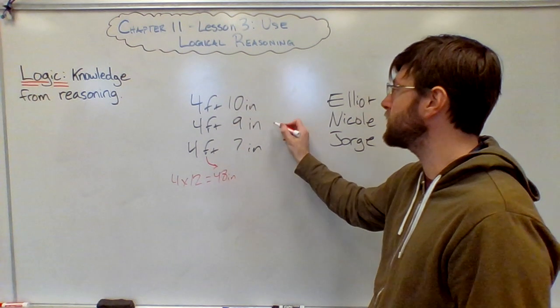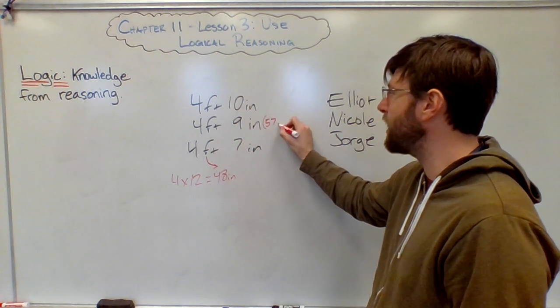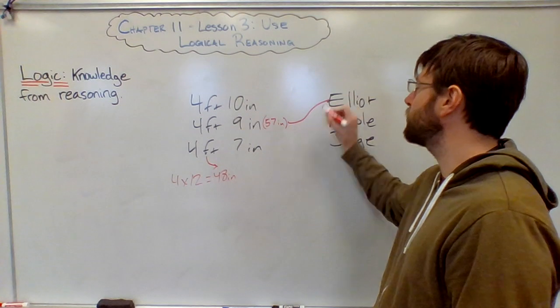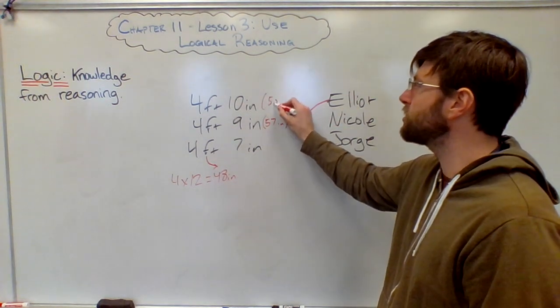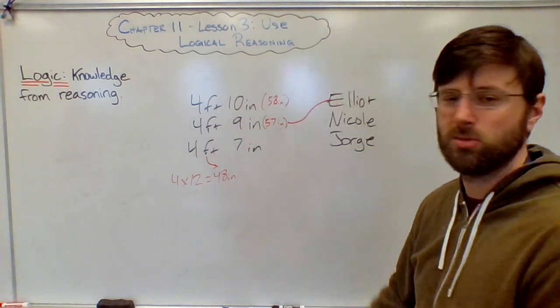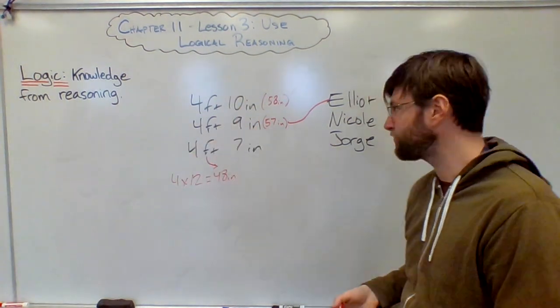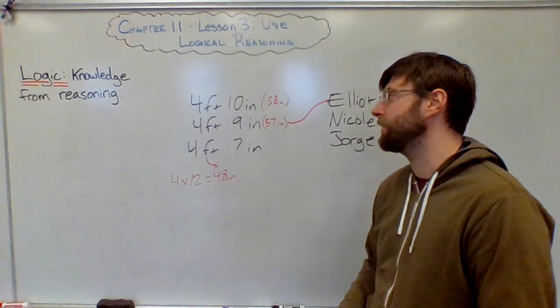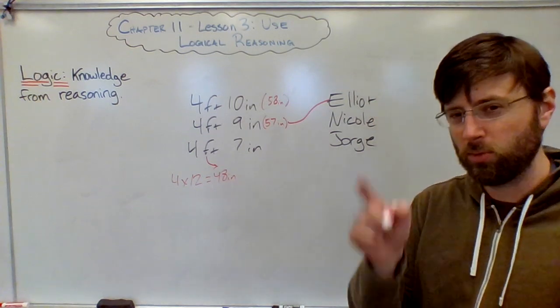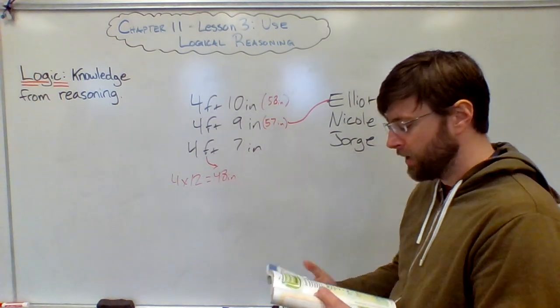So this is 57 inches, and maybe I'll make a little note of that right here. And it goes with Elliot. And I said that this was 58 inches. I might as well make that note just in case it's relevant. It might not matter, but that way, if it is, I don't have to go back. It's already there. We know Elliot is 57 inches tall, which makes him the middle one, okay?